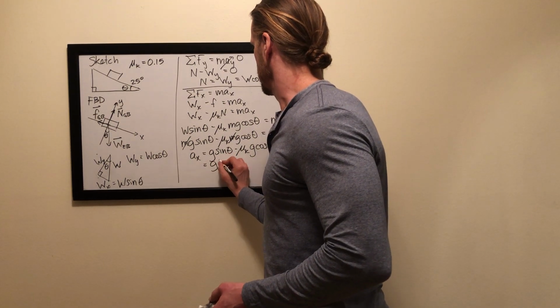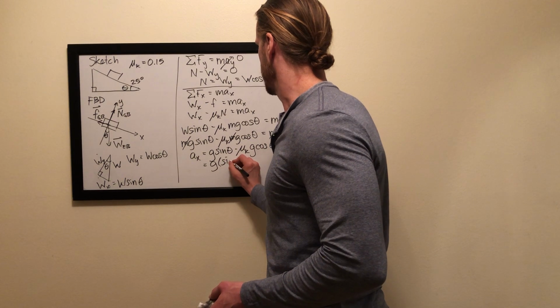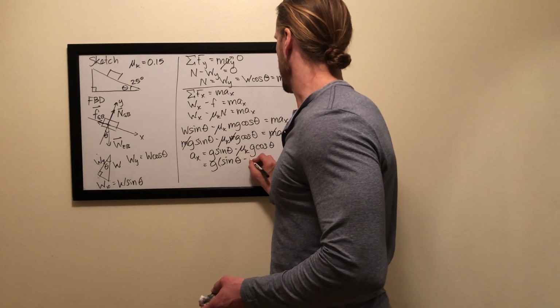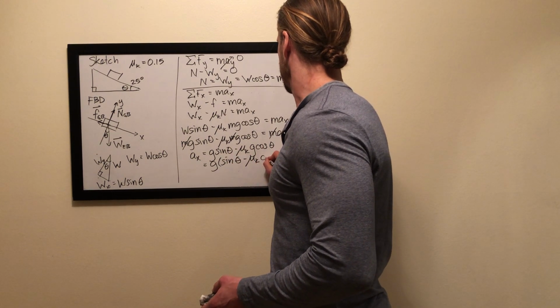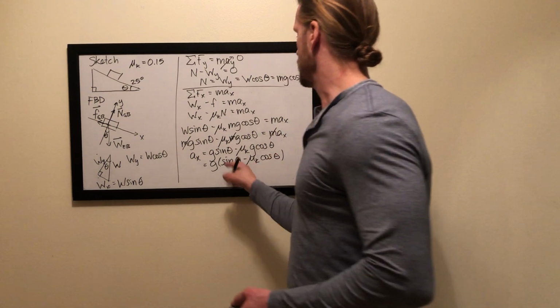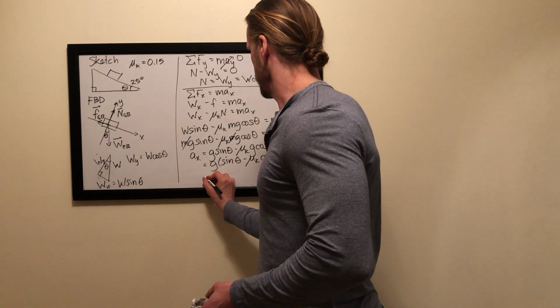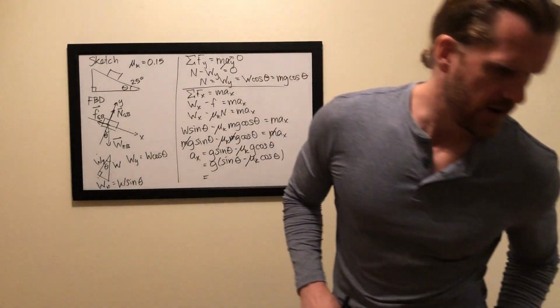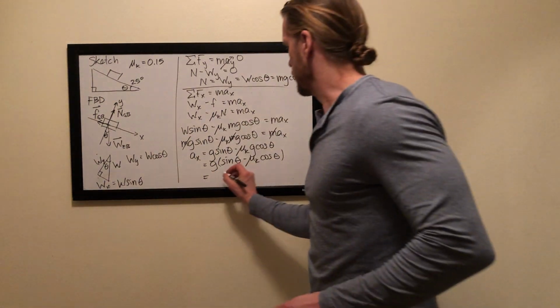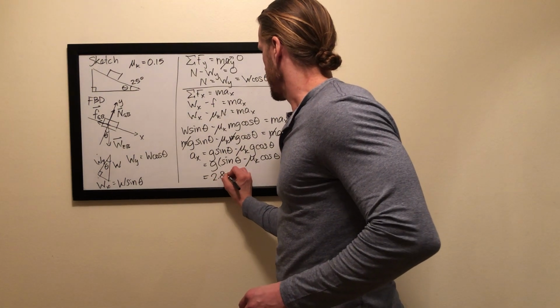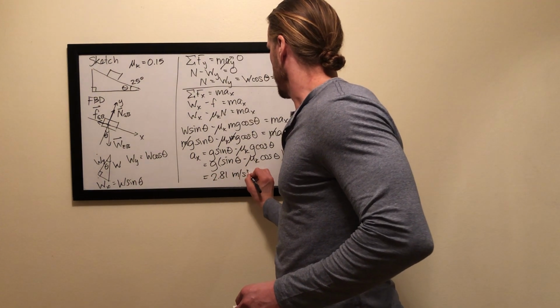Or if you do one step of algebra, you can write it in a more compact form like this. We distribute out that g. And for this batch of numbers, you can plug it in and you find it equals 2.81 meters per second squared.